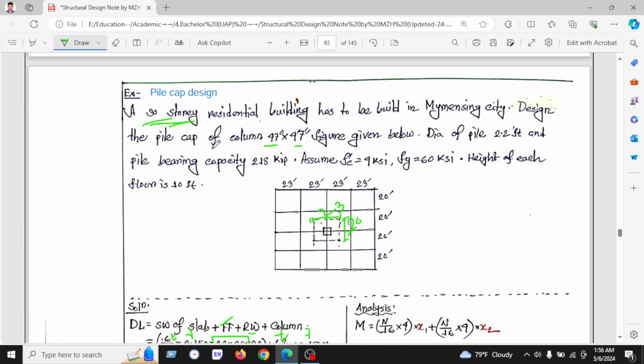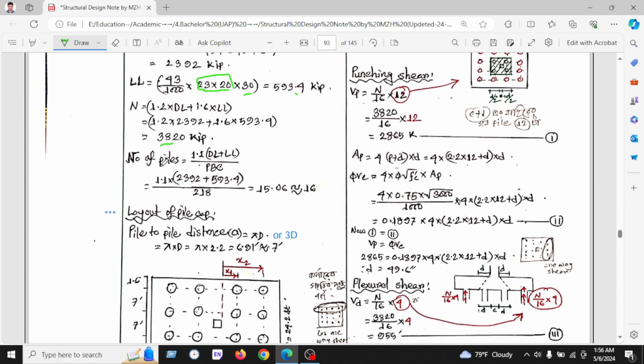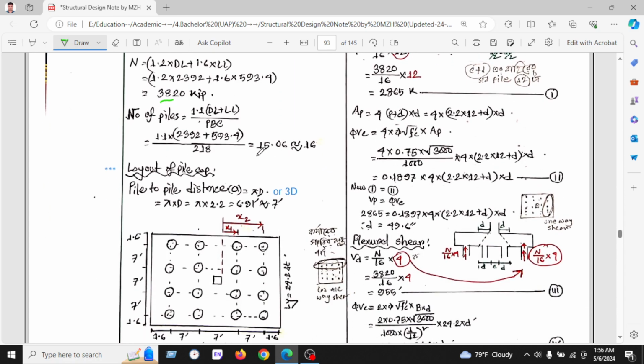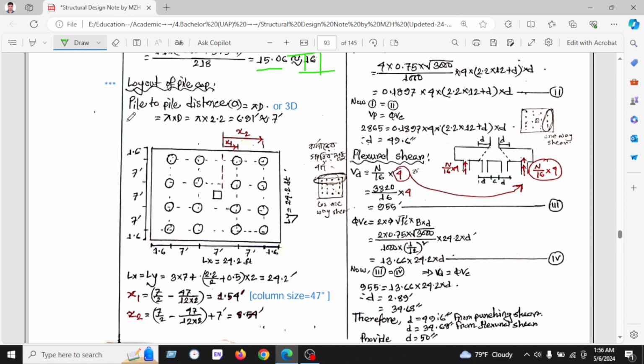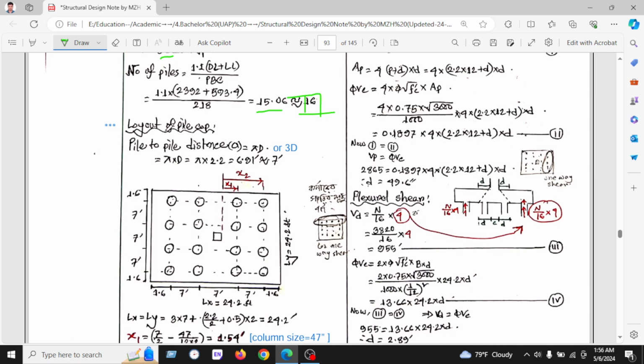We have found the pile bearing capacity from the geotechnical report, 218, and we have found our number of piles. 16 piles have been found. And now we are going to do the layout of the plan. This is very important for the layout of the plan for pile cap design. Pile to pile distance we know is 3d, which is 7 feet.